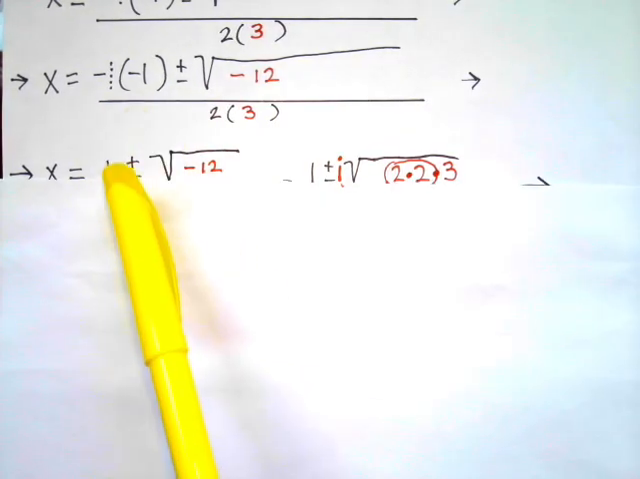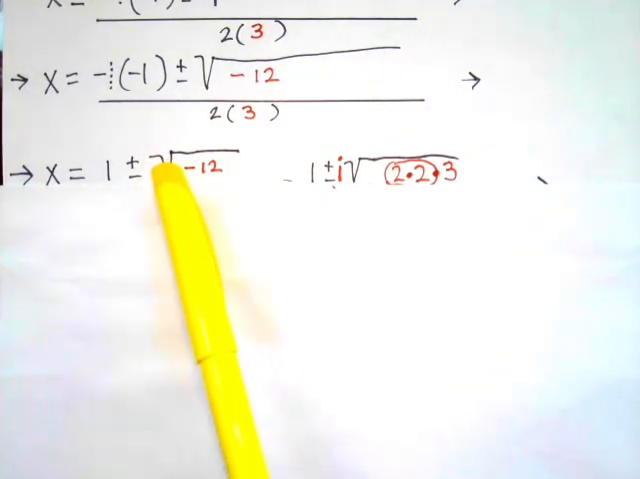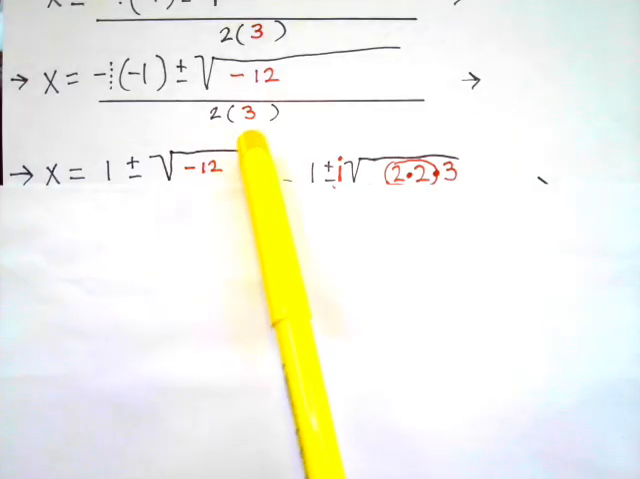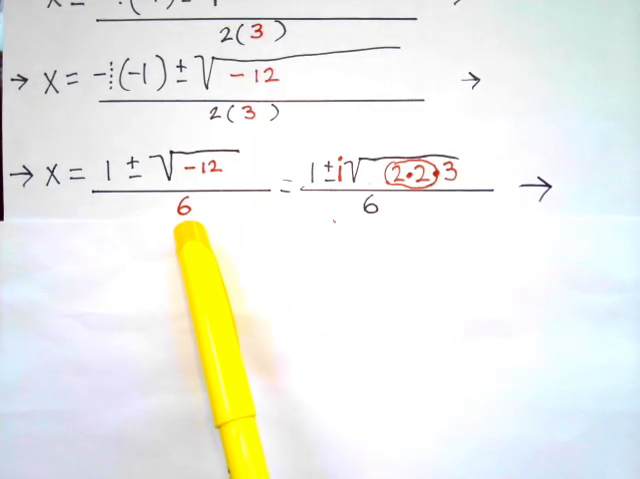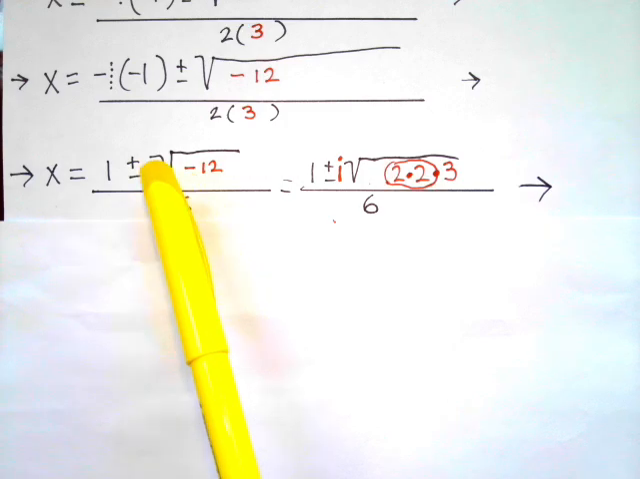And so let's just get right into it and do that now. Negative 1 times a negative 1 is a positive 1. Plus and minus the square root of a negative 12. 2 times 3 is 6. Now I want to explain this negative inside the radical.